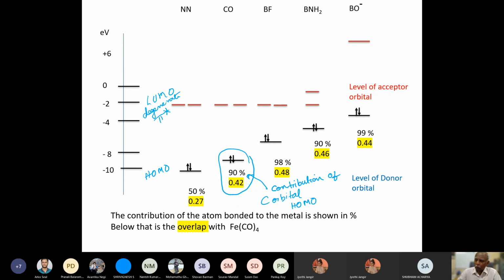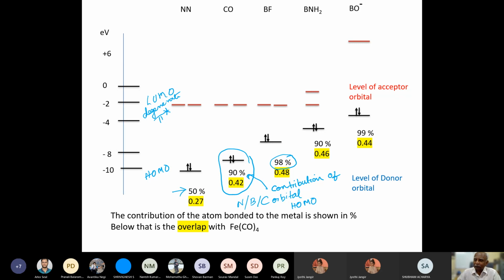So if a boron is coordinated, then it is a contribution of the boron. Okay, so it can be nitrogen also. In the case of nitrogen, it is homonuclear diatomic, so both nitrogens contribute equally. That's why it is 50%.